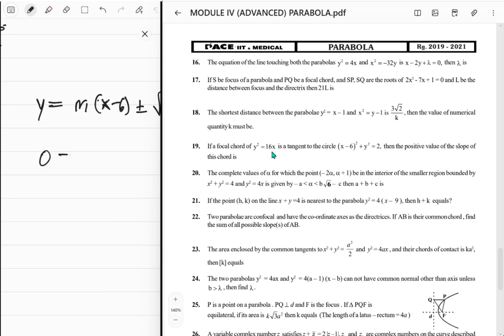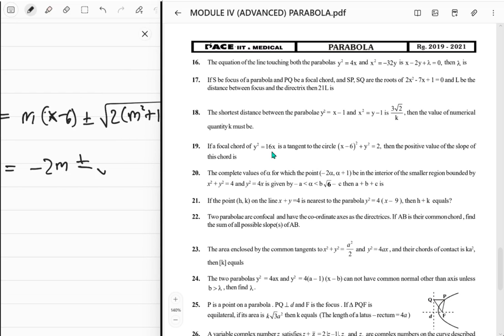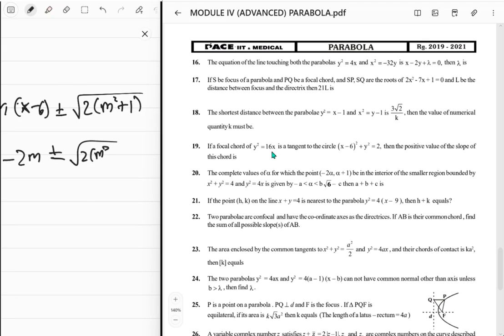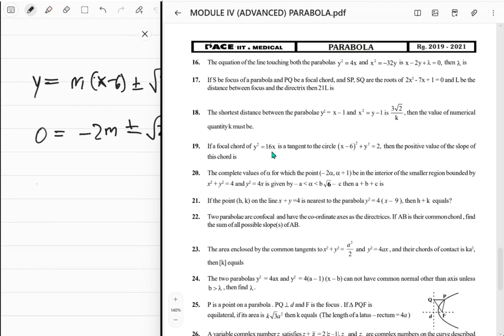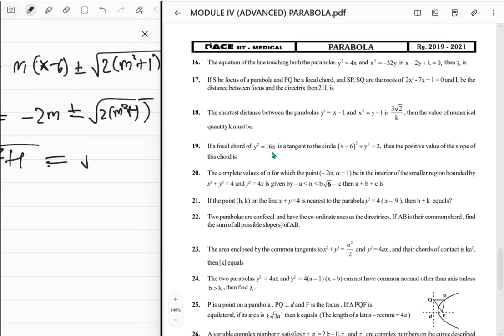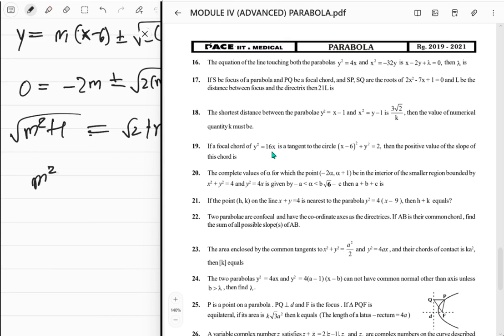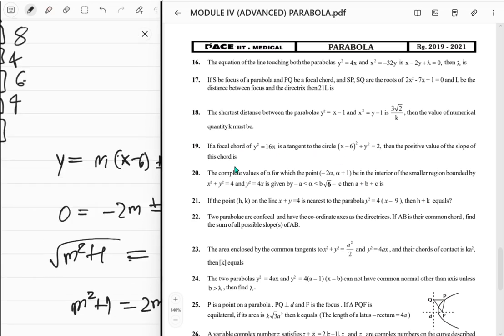So 0 is equal to m times minus 2m plus or minus square root of 2 times square root of m squared plus 1. So square root of m squared plus 1 is equal to square root of 2 times absolute value of m. Square that: m squared plus 1 is equal to 2m squared. So m squared must be 1. M has to be plus or minus 1, absolute value 1. So 19, the answer is 1.